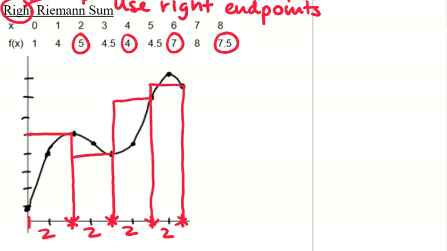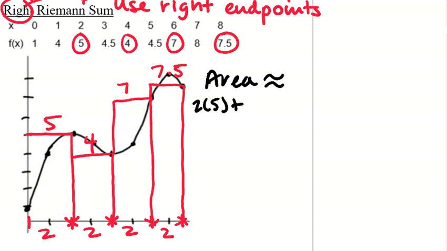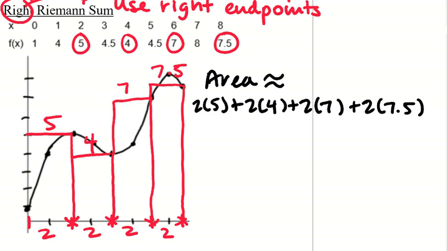Okay, they all have width 2 again. And then I can see from the table that the height is going to be 5, 4, 7, and 7.5. So I'll say that the area is approximately equal to 2 times 5 plus 2 times 4 plus 2 times 7 plus 2 times 7.5. It seems like that's going to be 10, 18, 18 and 14 is 32, and then 15 is going to be 47.